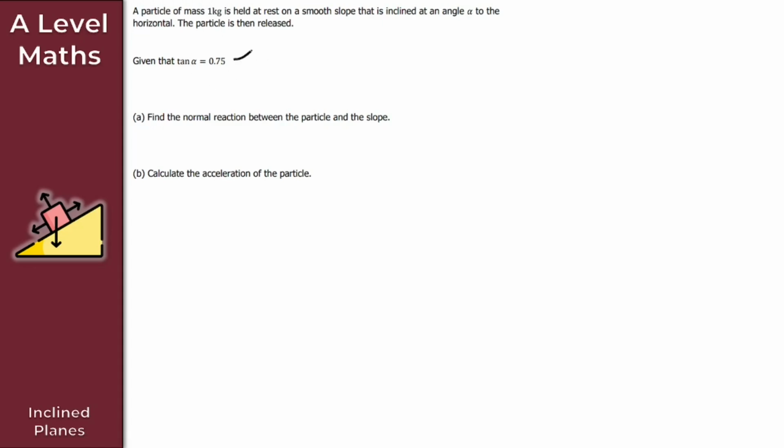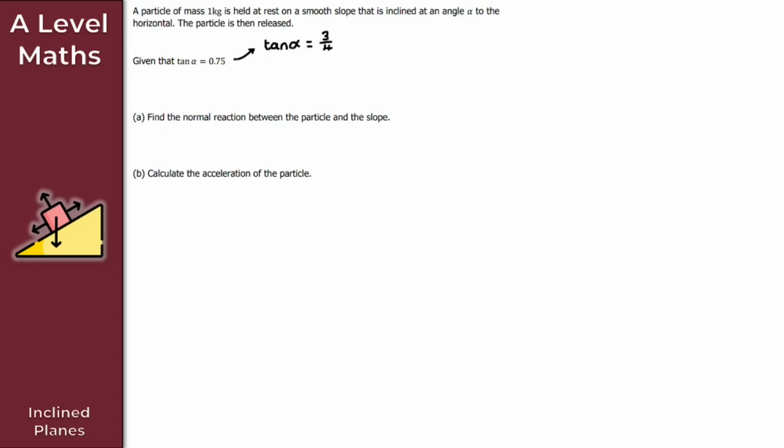Before we move on, I'm just going to rewrite this as a fraction. So tan alpha is equal to 3/4. Okay, just makes life a little bit easier. For part A, it asks us to find the normal reaction between the particle and the slope.